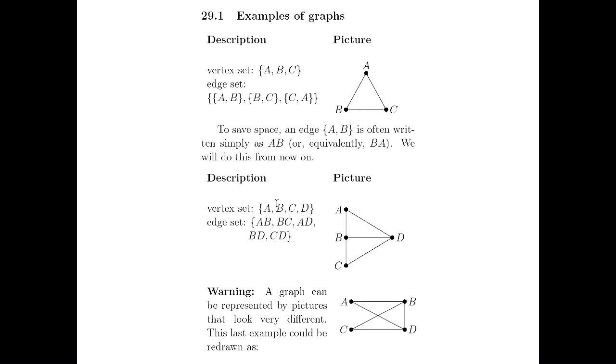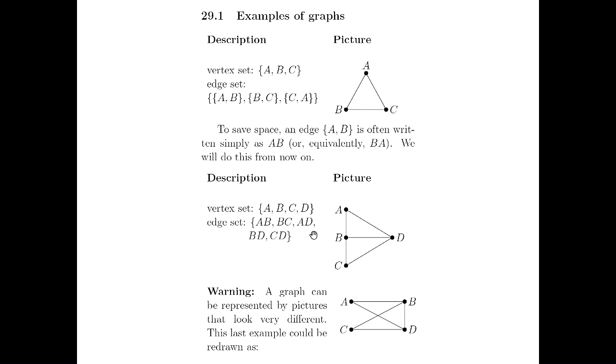So, using that notation, here's another graph. Vertex set is now A and B and C and D, and here is the set of edges, right? So this AB is representing this edge, AB here. This BC is representing this edge, BC here, and so on and so on. But notice we can draw lots of different looking pictures of the same graph. So this graph and this graph are exactly the same, right?